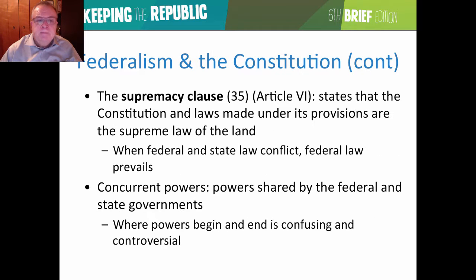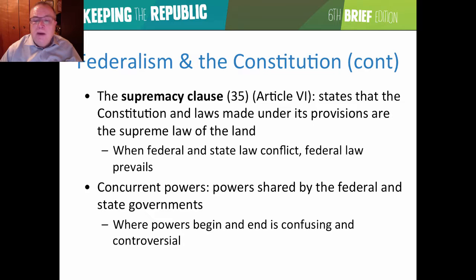The Supremacy Clause, in terms of the relation between the nation and the state, is found in Article 6, and that's what the study guide asks: where can the Supremacy Clause be found, be specific. Article 6 of the Constitution, and it says anytime that the Constitution gives power to the national government, it is supreme. So when federal and state laws conflict, if the federal law is constitutional, it will prevail.